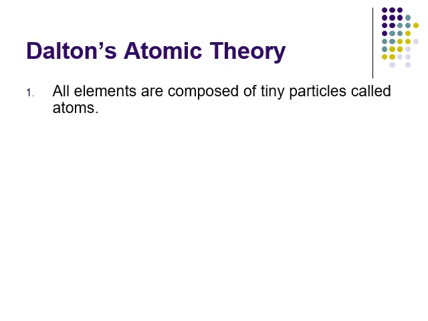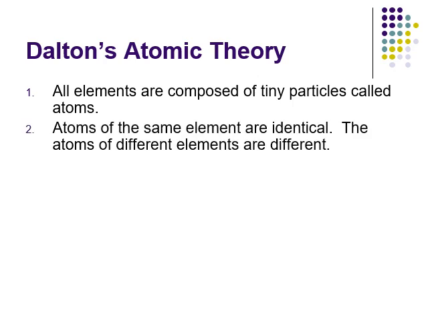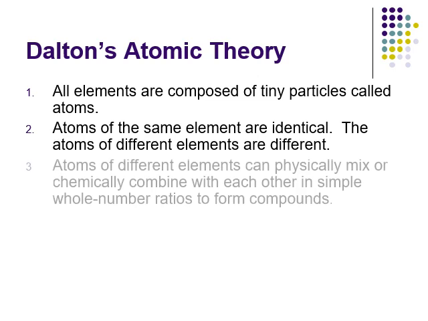So Dalton's atomic theory. You need to know these pieces. One, all elements are composed of tiny particles called atoms. So again, he started seeing these whole number ratios. And he said, okay, there's that atoms. There's that thing that goes back to Democritus. Two, atoms of the same element are identical. The atoms of different elements are different. Pretty self-explanatory. That's what he felt at the time.